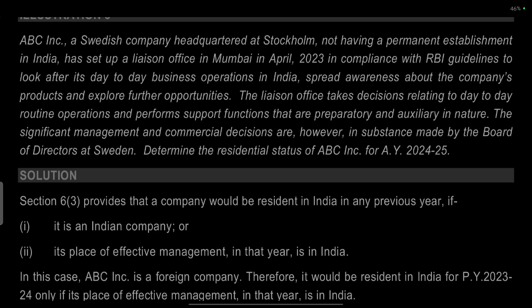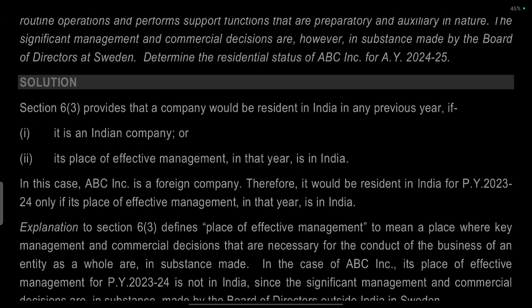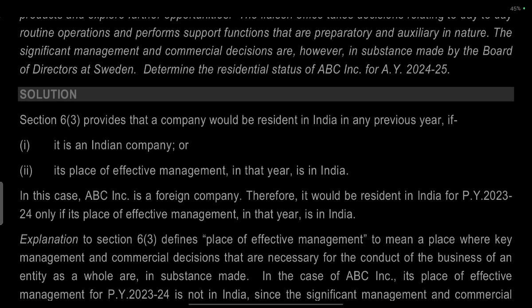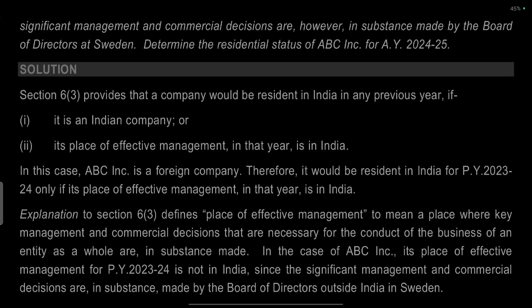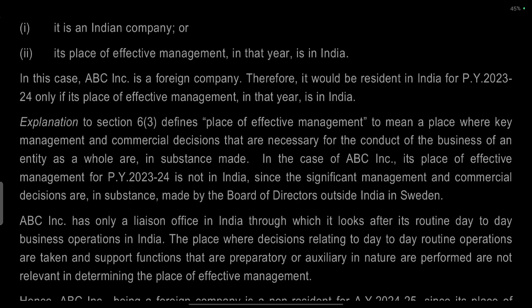The significant business management and commercial decisions are, however, in substance made by the board of directors in Sweden. How do we determine the resident status of ABC Limited? Solution: Section 6(3) provides that a company will be resident in India in the previous year if it is an Indian company or its place of effective management is in India. In the case of ABC Limited, a foreign company, it would be resident in India in previous year 2024 only if its place of effective management is in India.